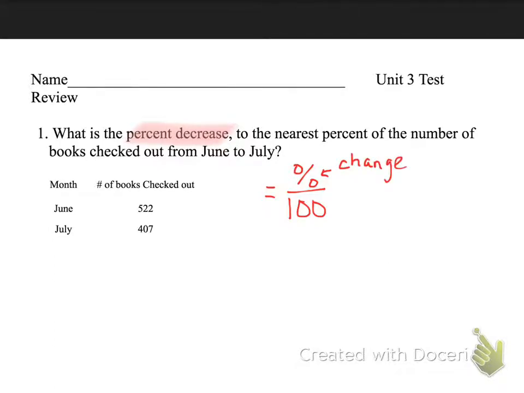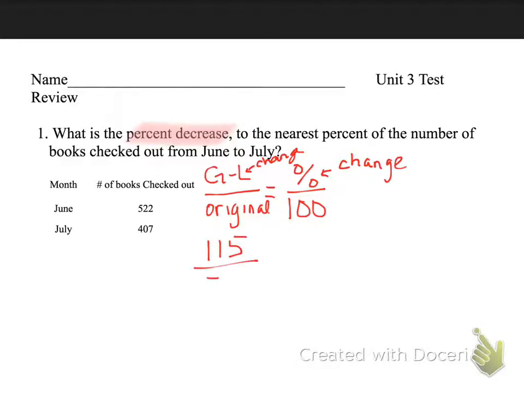So we have our change over 100% of change. Well, your percent of change is always your greatest number minus your lesser number, which will give you the amount of change. So that's your change over your original. So we have 522 minus 407, which gives you 115 over the original.